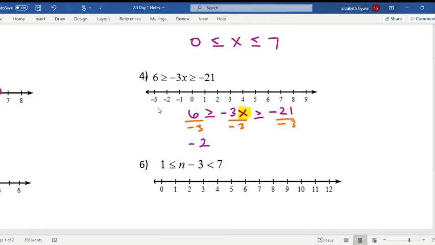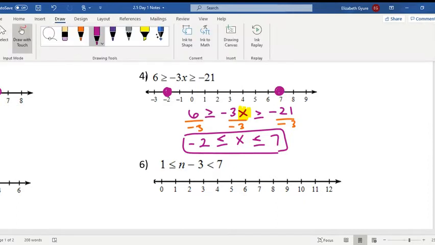So since all parts are being divided by a negative, take your greater than or equal to, flip it, make it a less than or equal to, then your x, then flip your other inequality symbol, and what's negative 21 divided by negative 3? 7. No, just regular 7. Oh dear. All right, so would the negative 2 have an open or closed circle? Closed. Yep, 7 would also have a closed circle. And then we shade to the middle.